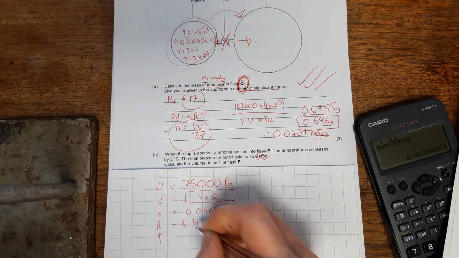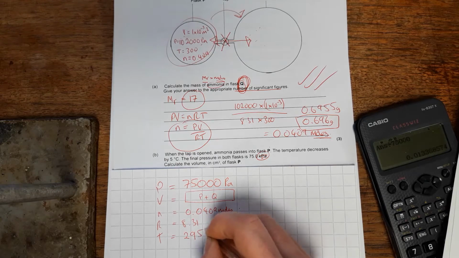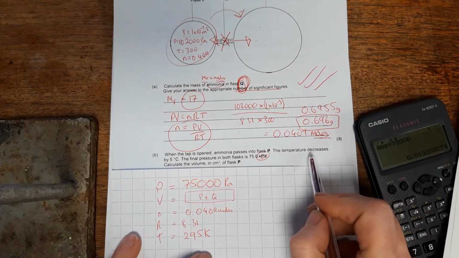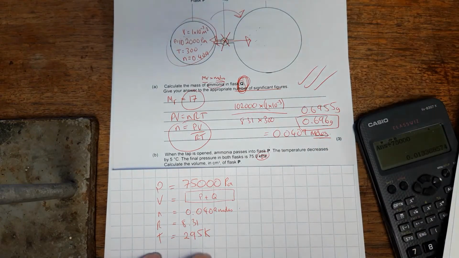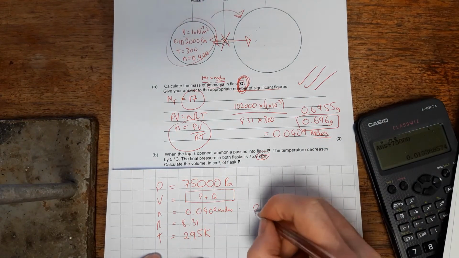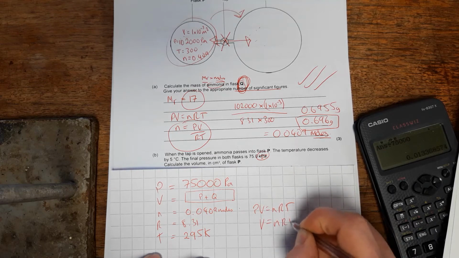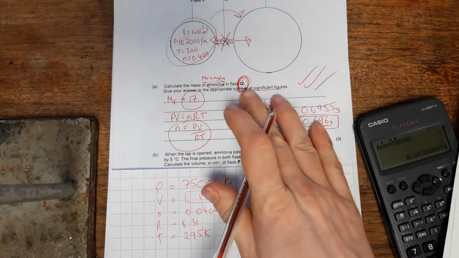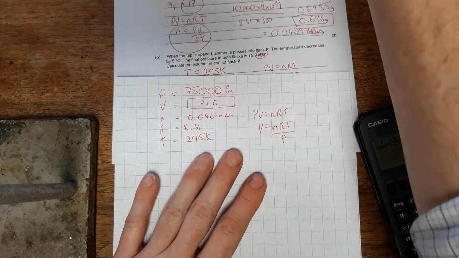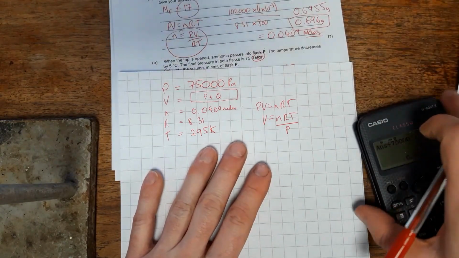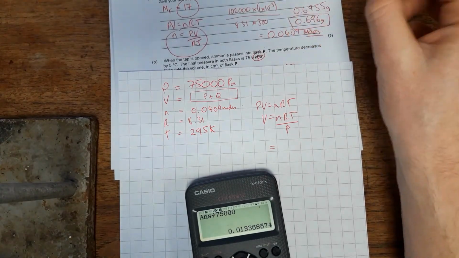R equals 8.31 and temperature equals 295 Kelvin, because it says the temperature is decreased by 5 degrees C, and previously up at the top it said it was 300 degrees C. So if you've got PV equals nRT and you rearrange to get V, you get nRT divided by P. If you do that and plug those numbers in, you will get a volume for both of the flasks combined.